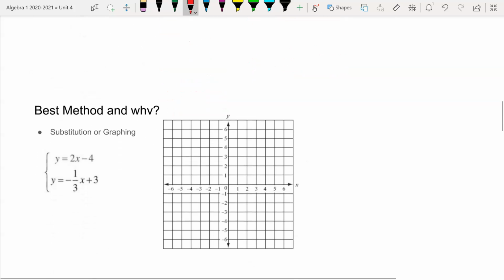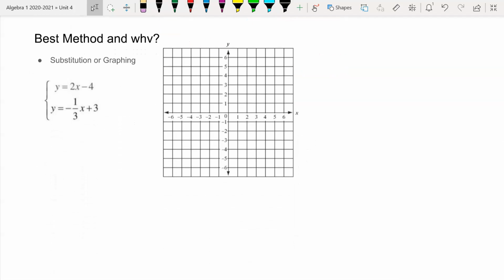So if we graph it, we know negative 4 is down here. I'm going to go up 2, right 1, because that's my slope. Up 2, right 1, up 2, right 1, until you make your line. The other one, I start at positive 3. I go down 1, right 3, down 1, right 3. If you graph it, you can clearly see they're going to intersect at 3, 2. So that should be my answer.